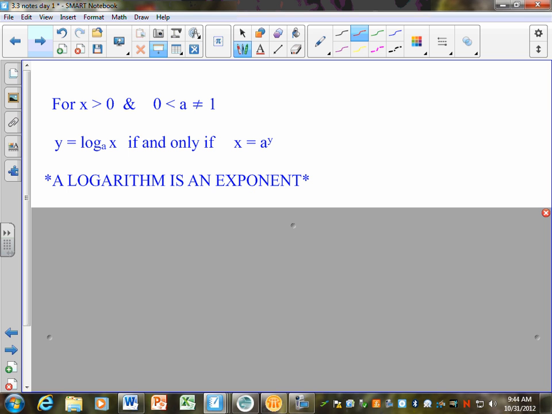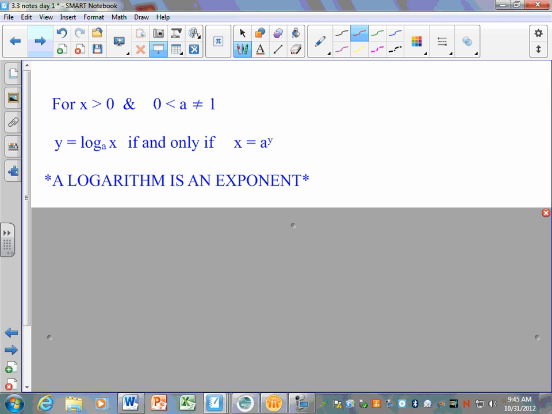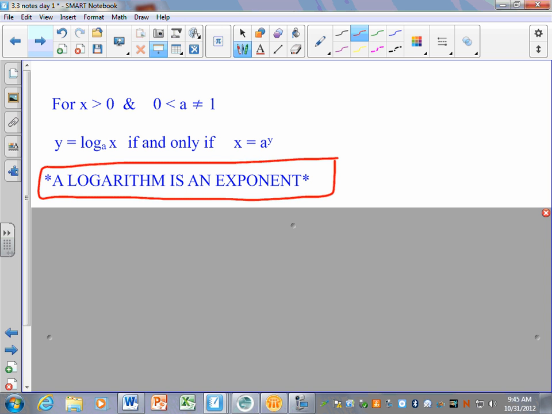We're going to rewrite a few of these and remind ourselves of this. But remember that this is kind of like saying what exponent on a gives me this answer. And it'll be easier when I throw some numbers in here. But here's the big thing: a logarithm's answer is always an exponent. So your answer is always like what exponent gives me this answer. So that's why we say a logarithm is an exponent.